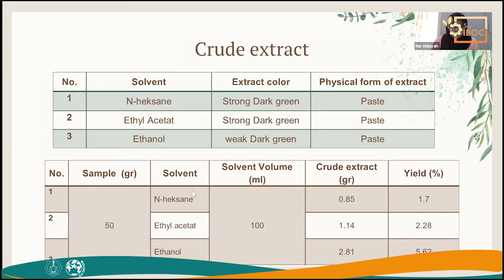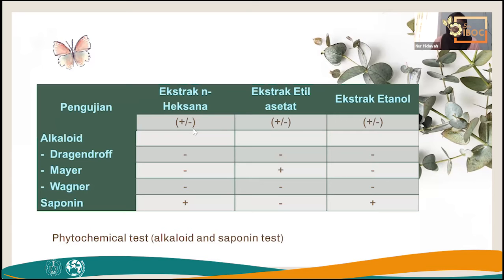And then we have identified the bioactive compounds. From the three solvents we have extracted, we have a higher yield in the ethanol solvent, at 5.62% of crude extract. And this is the phytochemical test for testing the alkaloid and the saponin. From this result, in the alkaloid test, the result is negative for the three extracts and for the three reagents, except the Mayer reagent for the ethyl acetate extract. And for the saponin test, the three extracts showed a positive result for the N-hexane and the ethanol extract, and a negative result for the ethyl acetate extract.